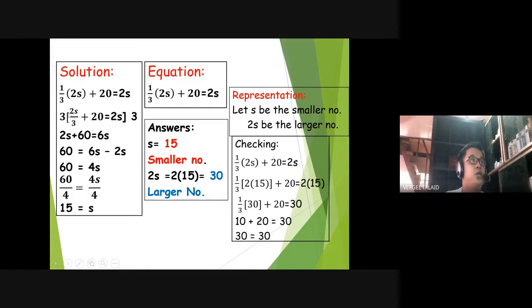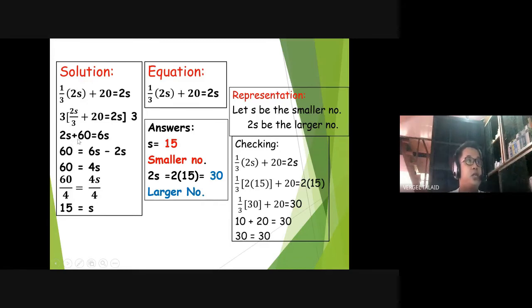Then 3 times 20 is 60, so you are going to distribute here. 3 times 20 is 60. Then this time 3 times 2S is 6S. So 6S is from 3 times 2S. So we are going to multiply it by 3 since the denominator is 3.